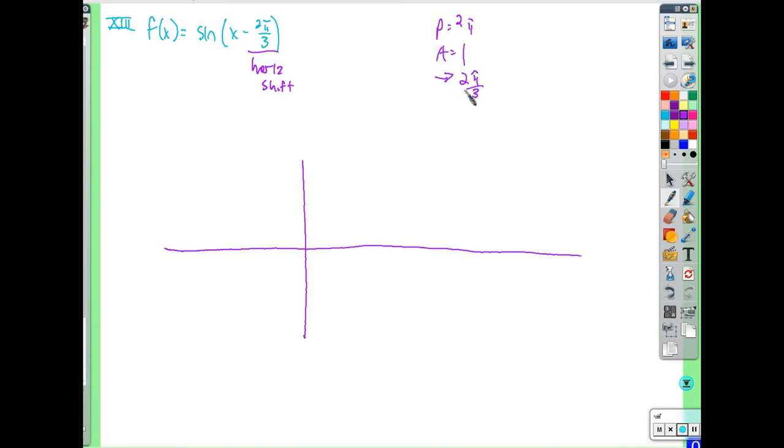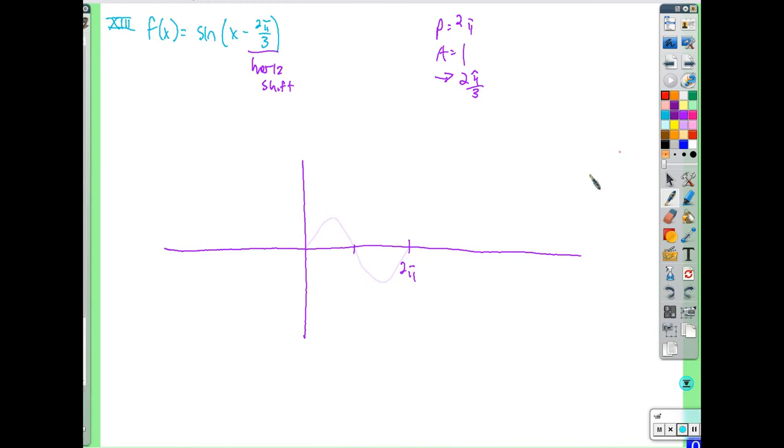So wherever a point would normally be, we're going to shift it to the right 2 pi over 3. All right, let's see. Its period is 2 pi, so let's put a mark at 2 pi. Here I have the advantage of having this technology, so I'm going to go up and down and back up again. This isn't our final graph because this is not shifted to the right 2 pi over 3. So I'm just going to fade it out. And then we're going to shift everything to the right 2 pi over 3.